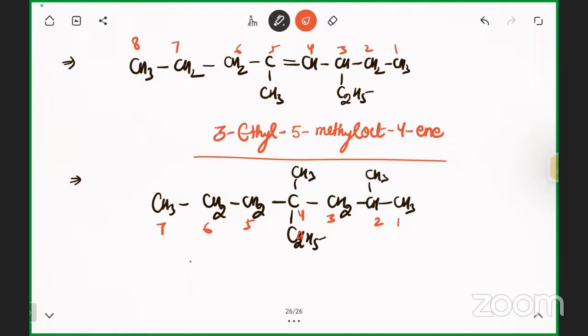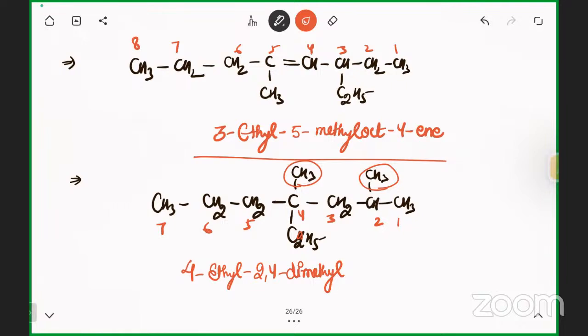Okay, sir. Now tell. 4 ethyl, sir. Yes, 4 ethyl, very good. Then 4 methyl. Why again 4 methyl? Because we have two CH3 now. Then 2, 4 dimethyl. Because 2 methyl is present twice, then dimethyl.